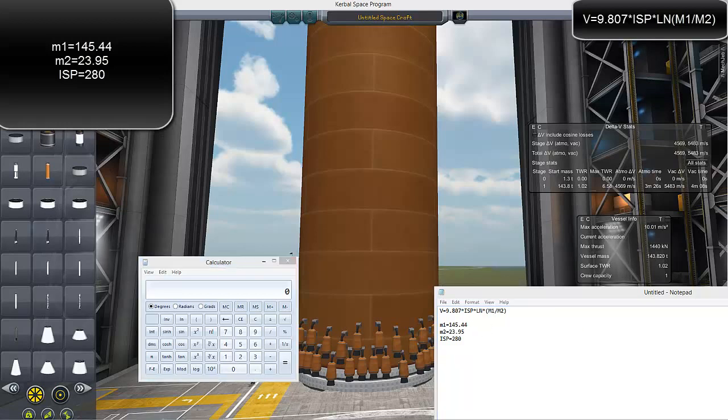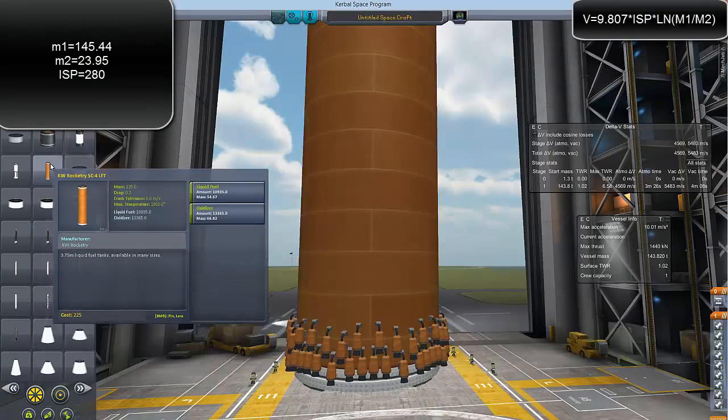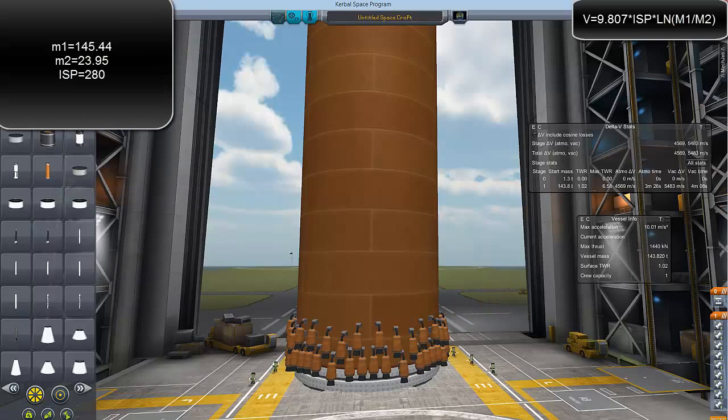Now, you need to know the exhaust velocity of your engines, which is these guys. To figure out the exhaust velocity, you use the standard gravity, which is 9.807 or 9.81, and multiply that by the ISP, which is the specific impulse. And how do you figure all this out in Kerbal Space Program? Real quick, how to figure out the ISP.